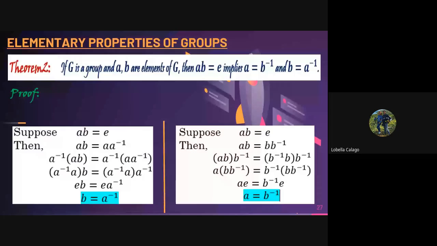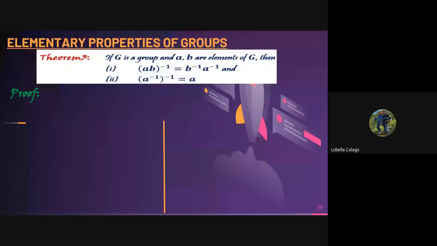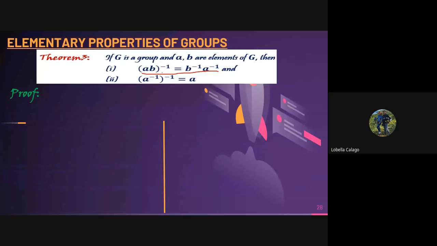Okay, the last theorem is theorem 3. If G is a group and A and B are elements of G, then (AB) inverse is equals to B inverse A inverse. And yung A inverse inverse is equals to A. So ito muna isolve natin. So mauna muna to. Yung (AB) inverse daw is equals to B inverse A inverse. So ang gagawin natin yon para makita natin na ang (AB) inverse is equals to this one.